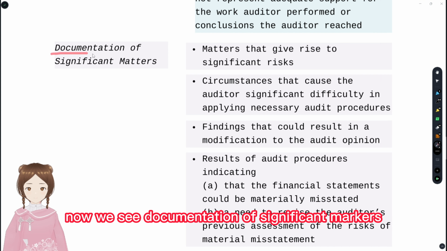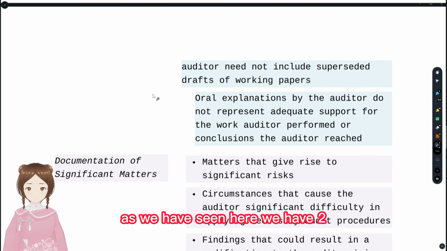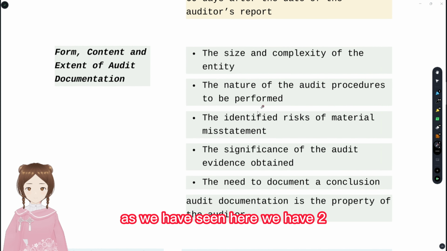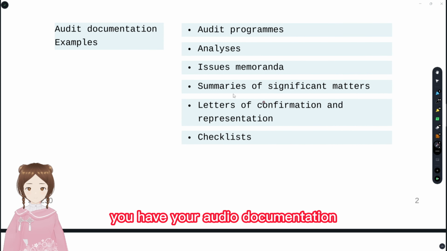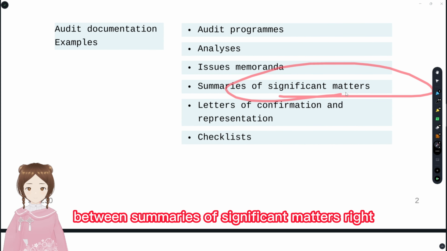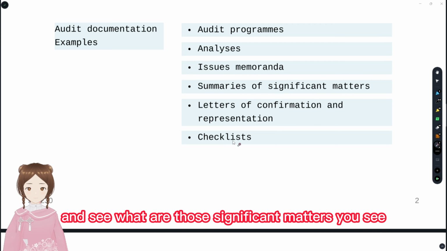Now we'll see documentation of significant matters. As we have seen here, audit documentation includes summaries of significant matters, right? We'll see what are those significant matters.